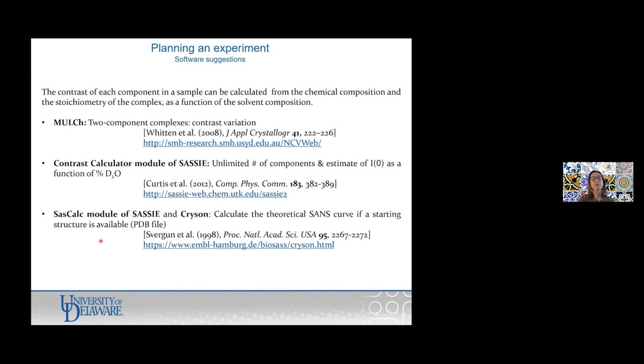Now, if you have a PDB file available and you want to compare with the crystal structure or have an idea of what to expect, again, you can calculate the theoretical SANS curve. Again, emphasis on the theoretical, but it'll help you, for example, know what Q range you're going to need to measure. Both the SASCALC module of SASSIE and CRYSON will do that for you. This is not necessarily straightforward, so you have to add hydrogen or deuterium to your sample. But again, just give us a shout if you're interested in doing something like this, and we can help you out.